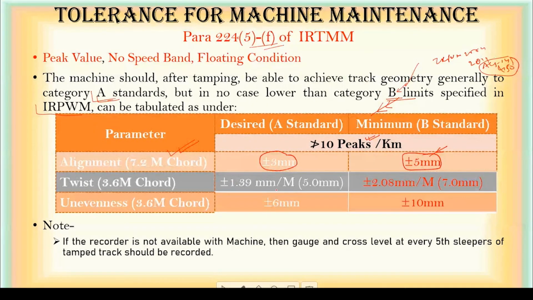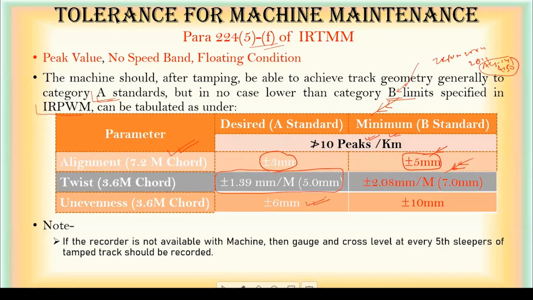Twist, similarly, it says in the worst case it should not go below 2.08 millimeter per meter at more than 10 locations. We want this. The machine's desired output should be this. But if it is less than this, it means the machine is deteriorating my track. It's not improving our track. You can simply say. Unevenness you can see.